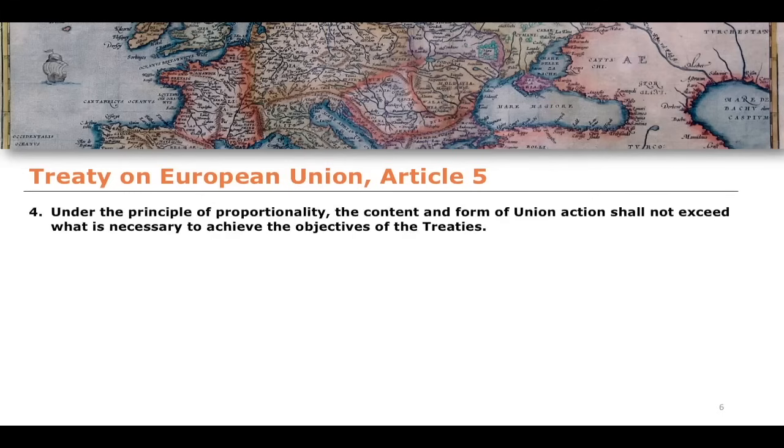Part 4 of Article 5 says that under the principle of proportionality, the third of these issues, the content and form of Union action shall not exceed what is necessary to achieve the objectives set out in the treaties. Again, what this is telling us is that assuming we're going to have competence, assuming that national member states, which are democratic in nature, are going to delegate their powers to a less democratic supranational institution, that power should only be wielded in a way that is proportional. Proportional to what, you may ask? Well, proportional to the objectives that are set out in the treaties.